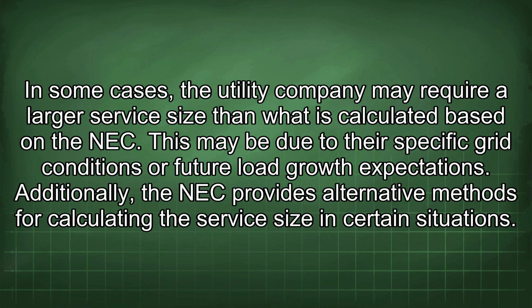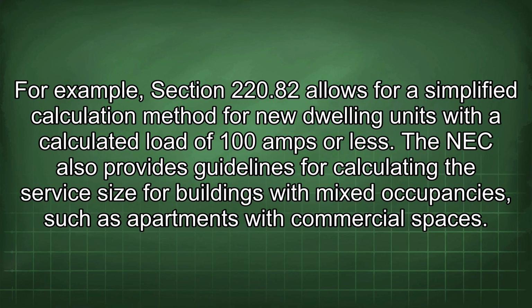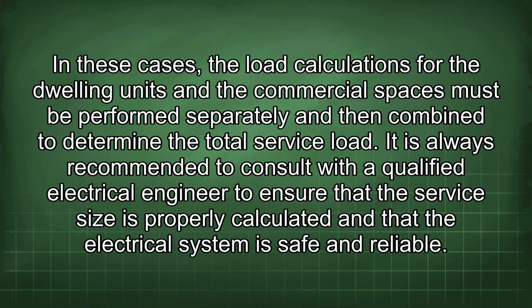Additionally, the NEC provides alternative methods for calculating the service size in certain situations. For example, Section 220.82 allows for a simplified calculation method for new dwelling units with a calculated load of 100 amps or less. The NEC also provides guidelines for calculating the service size for buildings with mixed occupancies, such as apartments with commercial spaces. In these cases, the load calculations for the dwelling units and the commercial spaces must be performed separately and then combined to determine the total service load.